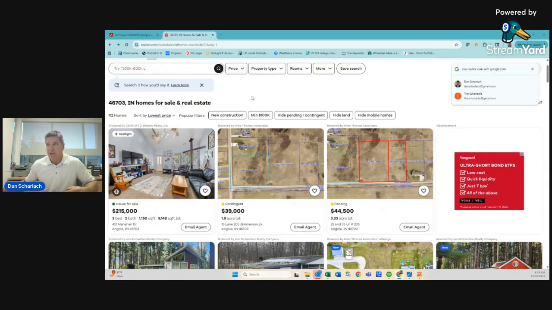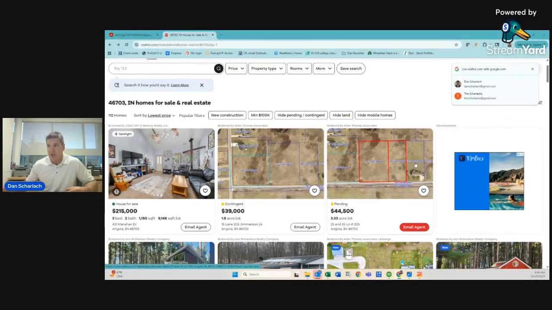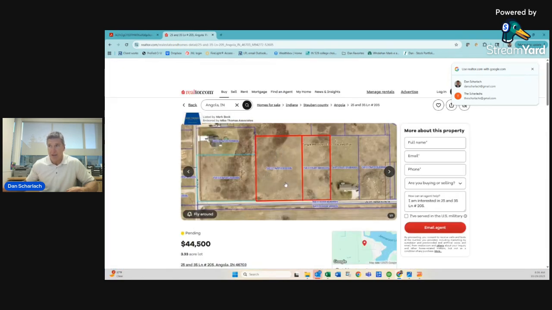So let's just take a peek over here and see what we got going on currently listed. These two properties right here would be good listings for me if I was looking at the lower end. So let's look here. We got two lots here. They're highlighted here in red. As you can see, here's one and here's a second one.